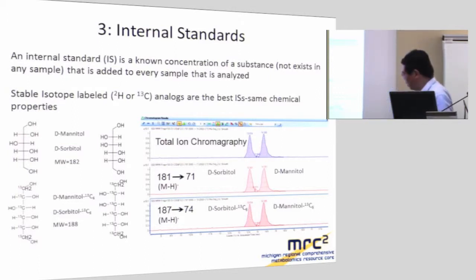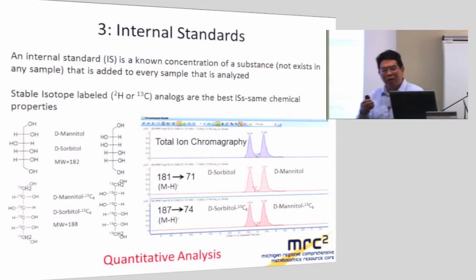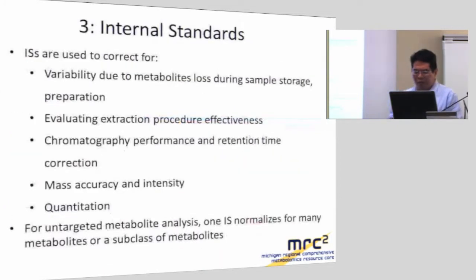Here is an example where two sugars are analyzed. You can see here the total ion chromatogram, and these are the target sugars, and these are the internal standards. The internal standard, as I'll show in the next slide, is used for quantitation, adjustment of all the parameters, and efficiency of extractions. The best internal standard is the isotope analog because it has exactly the same chemical properties. They will elute at the same time and have the same ionization efficiency, so you will not lose anything in terms of a true representation of your target compound.